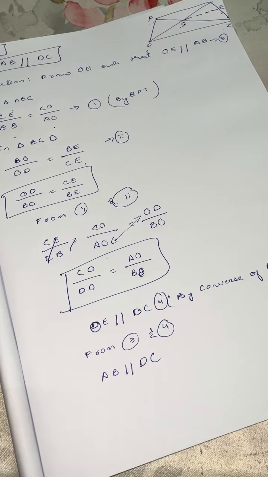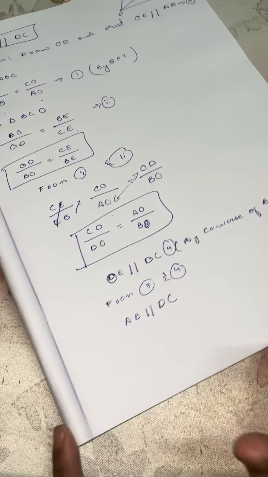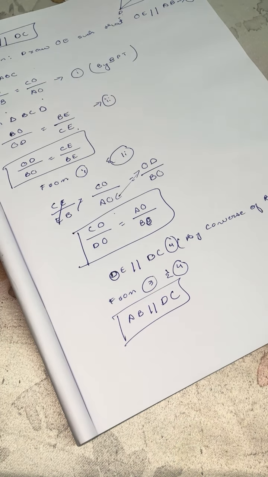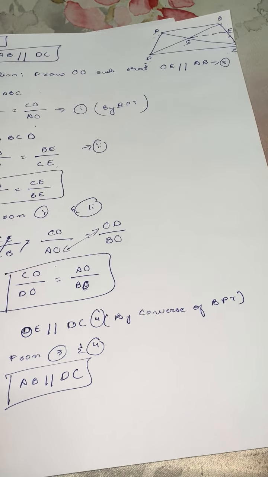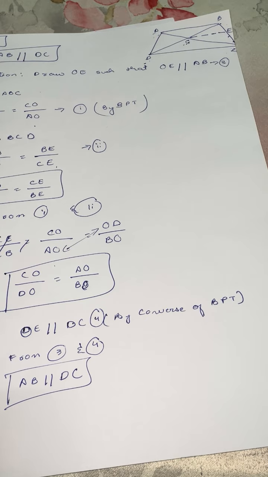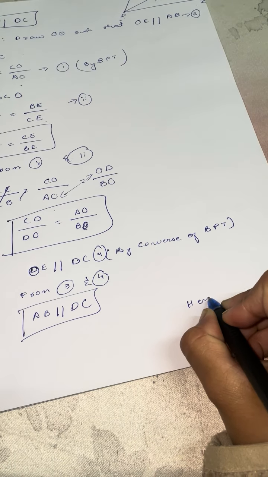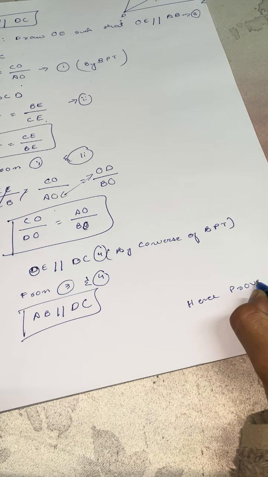It is given that ABCD is a trapezium. Hence, if they are parallel, can we say that it is a trapezium? Triangle ABC, ABCD is a trapezium. Obviously, right? Hence, proved.